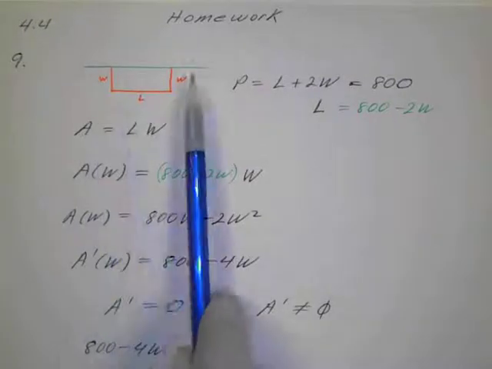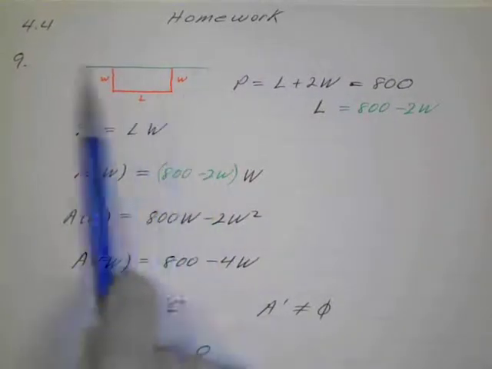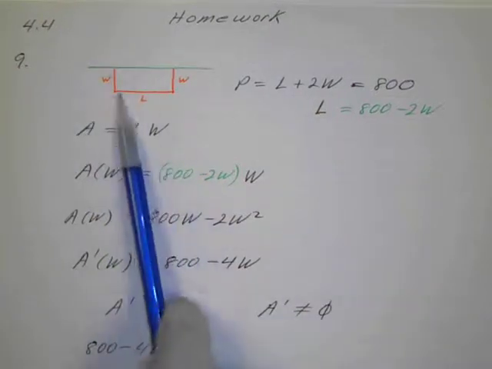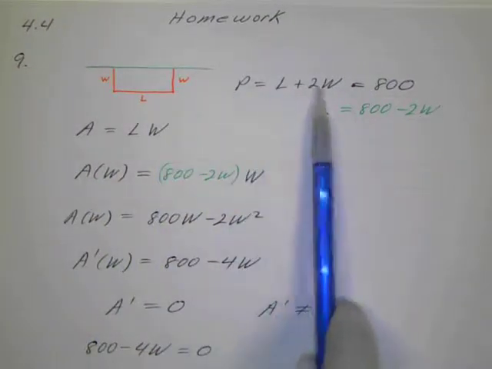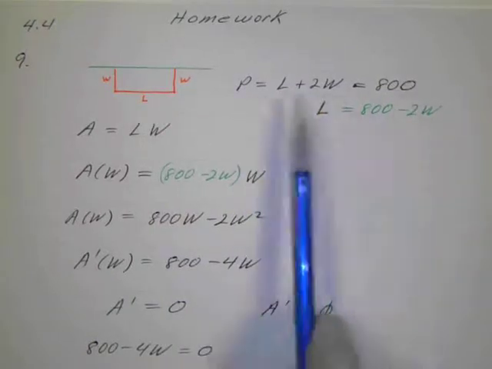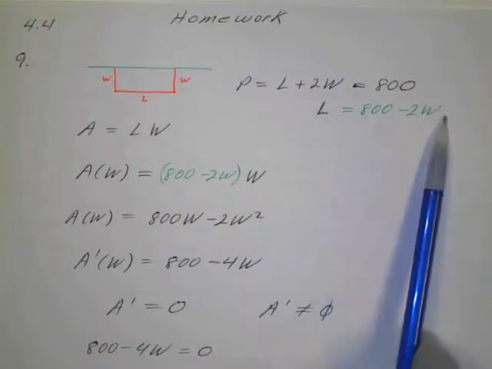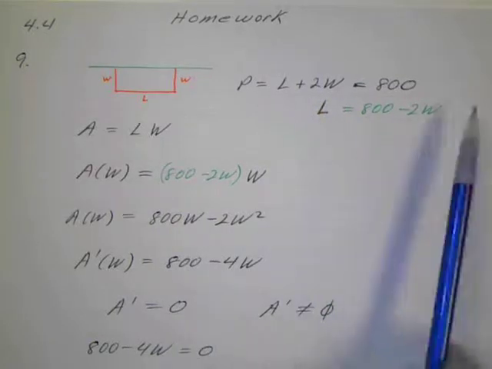So I just call this width, and length, and this is a funny perimeter because we don't have this side, because that's going to be the river. So we only need to fence these 3 sides. So my perimeter in this case would be just 1L plus 2W, and that equals 800. And this works out a lot easier if we just solve for L. We have 800 minus 2W. If we solve for 2W, we'd have a fraction. So this is a little bit easier way to go at it.